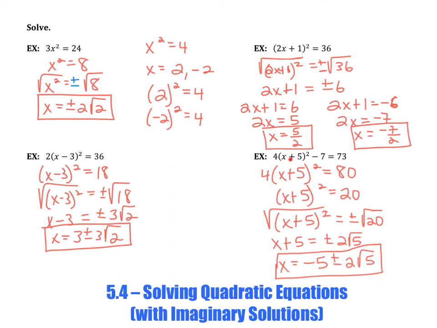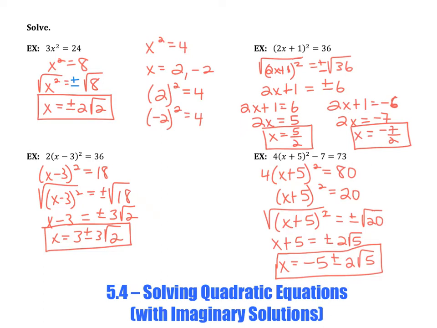I need to isolate the squared term, which is the x plus 5 quantity squared. So first thing I'm going to do is add 7 to both sides. Then I need to divide both sides by 4. So having done that, I'll get x plus 5 quantity squared is equal to 20. Then I have the squared term isolated, and so I can take the square root of both sides of the equation. Don't forget the plus or minus.